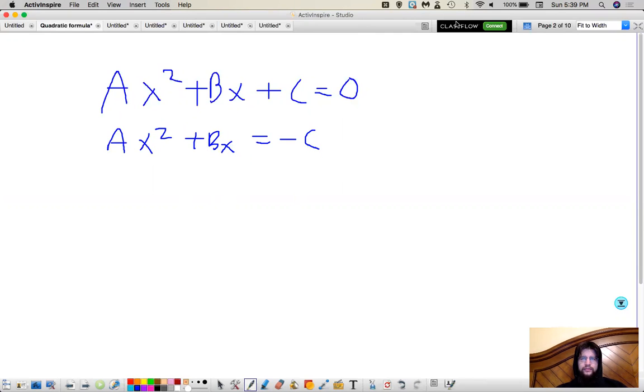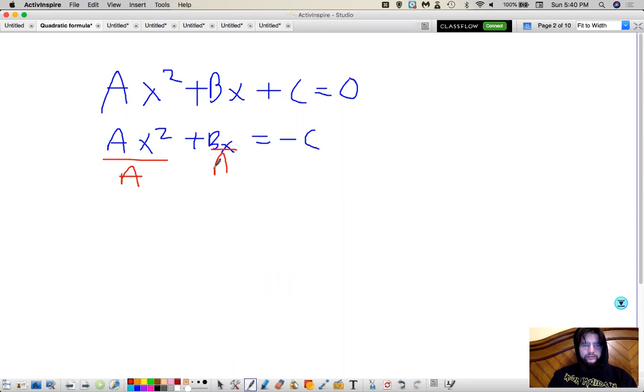Equal negative c. After that, we need to divide through by a. So we need to divide everybody by a. That's what I'm going to do next. Same steps we've been doing. So that'll cancel out. We get x squared plus b over a x equals negative c over a.